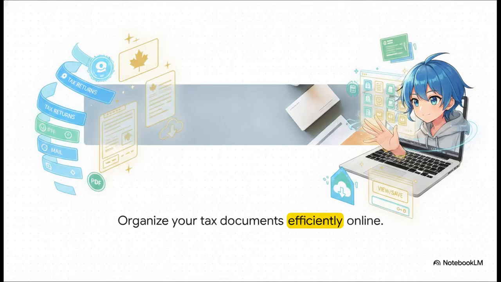Once you're finally logged into your CRA My Account portal, finding the actual document is incredibly straightforward. You just look over at the navigation menu and click on the tax return section or the mail section. Both of those are going to give you a list of your notices organized by tax year. From there, you just hit the PDF button to view, download, and securely save your official assessment.